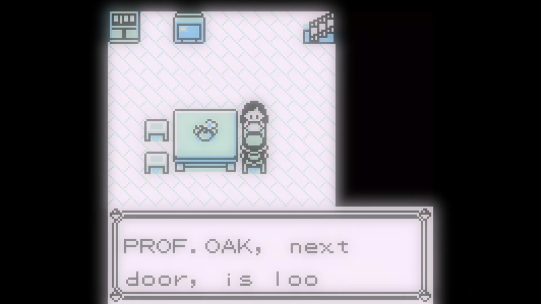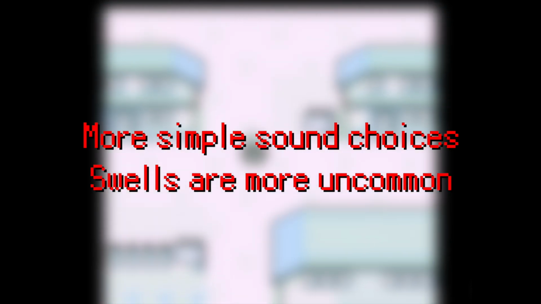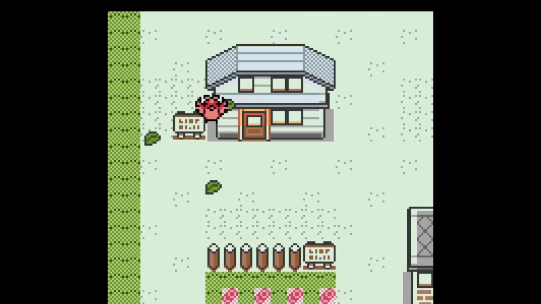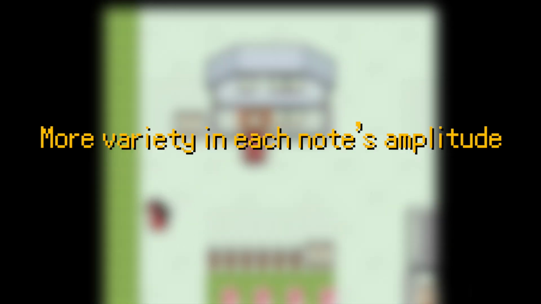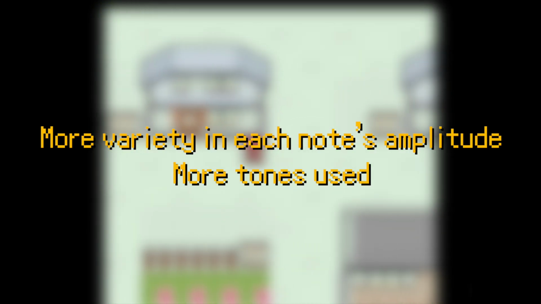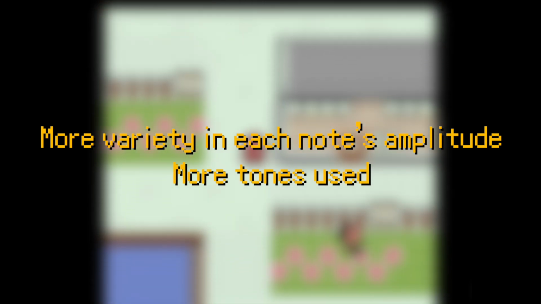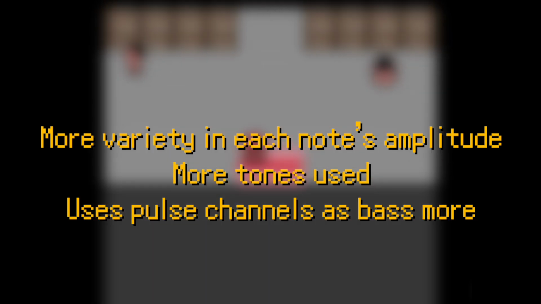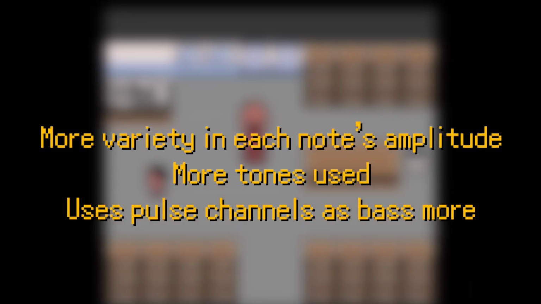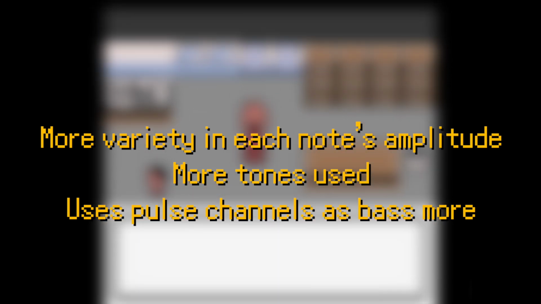Gen 1 mainly uses these longer, more static notes with little variation in their amplitude envelope and typically sticks to a 50% duty cycle. Gen 2 plays a lot more with swells and more sound variety, some more nasal sounds, some more pure sounds. Gen 2 also uses pulse channels for bass a lot more than Gen 1 does. Gen 1 mostly sticks to keeping the triangle as a bass part.